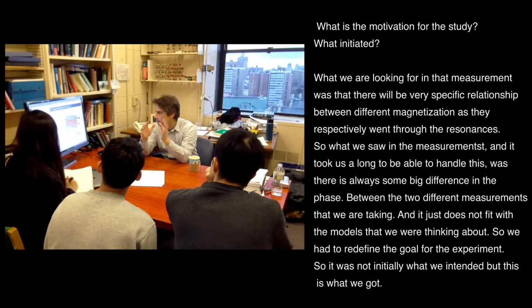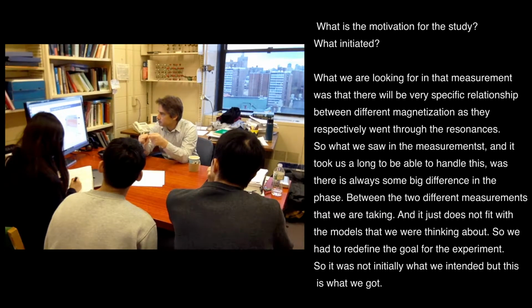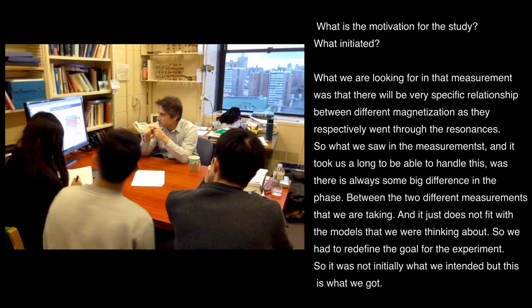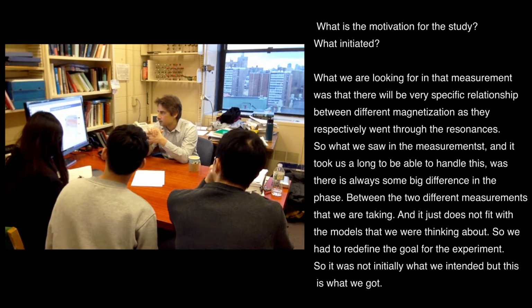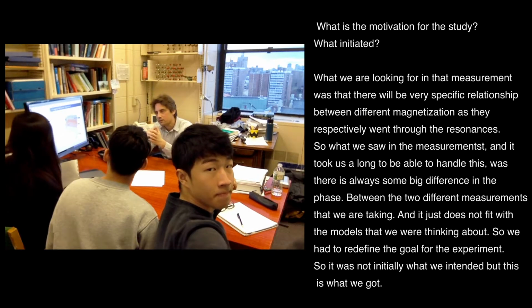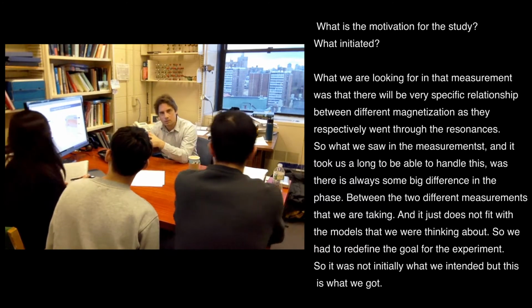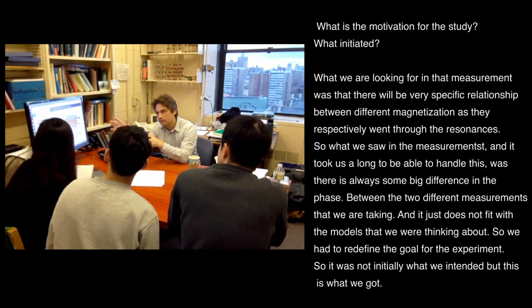What we were looking for in that measurement was a very specific relationship of the different magnetizations as they respectively went through their resonances. But what we saw in all of the measurements, and it took us a long time to be able to handle this, was that there was always some big difference in the phase between the two different measurements that we were taking. And it just didn't fit with the models that we were thinking about. So we had to redefine the goal for the experiment. This is what we got, even though we weren't trying to look at it.